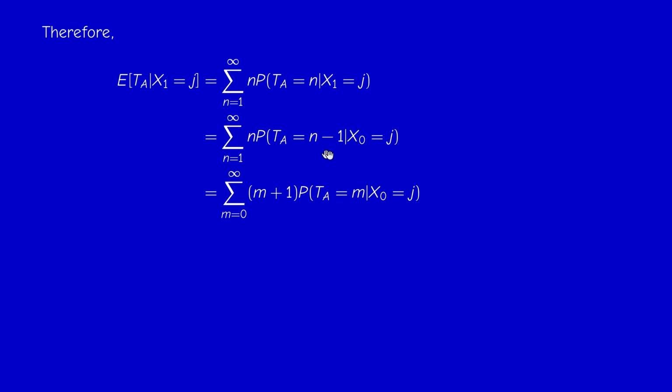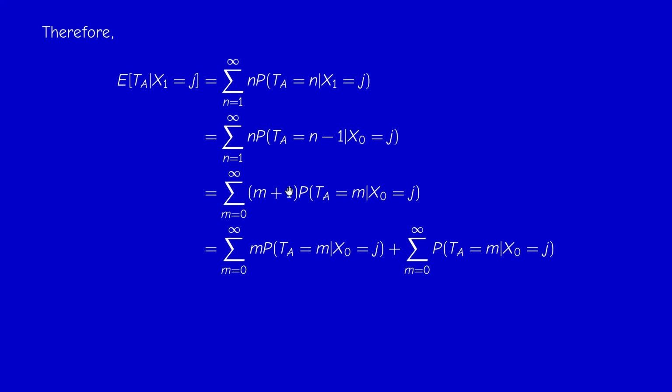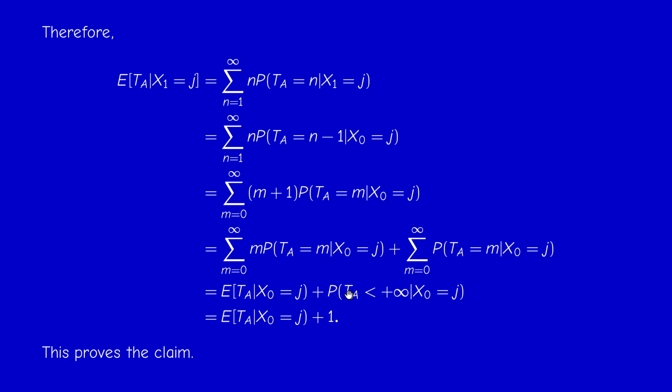Now I do a change of variables. Instead of n, I put n plus 1, and I start my series from 0. So it's just the same thing. And now I split it into two parts. Once again, the first series is actually the conditional expectation of TA, right? And the second series, when I do the sum, is just the probability that TA is finite starting from x0 equal j. And this probability is actually 1, because there is an absorbing state at least. So with probability 1, the game will end. So this proves the claim that when I condition on x1, I have to add 1 to the expectation. And this comes from the fact that there is an absorbing state, and so sooner or later the game will end.